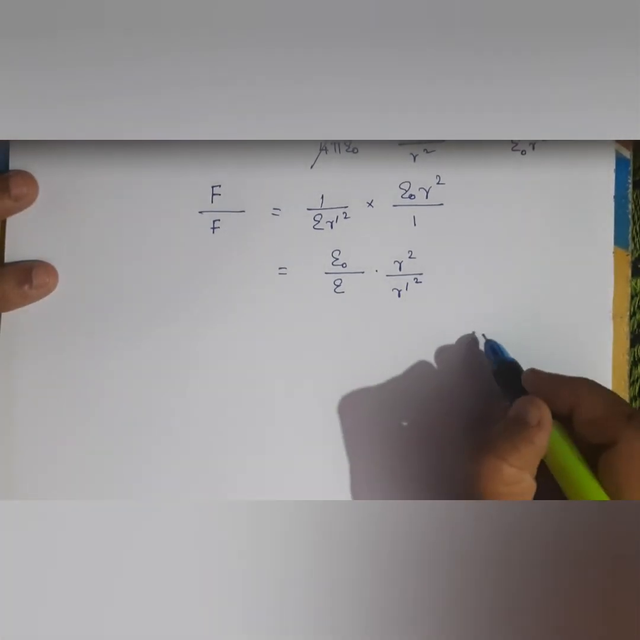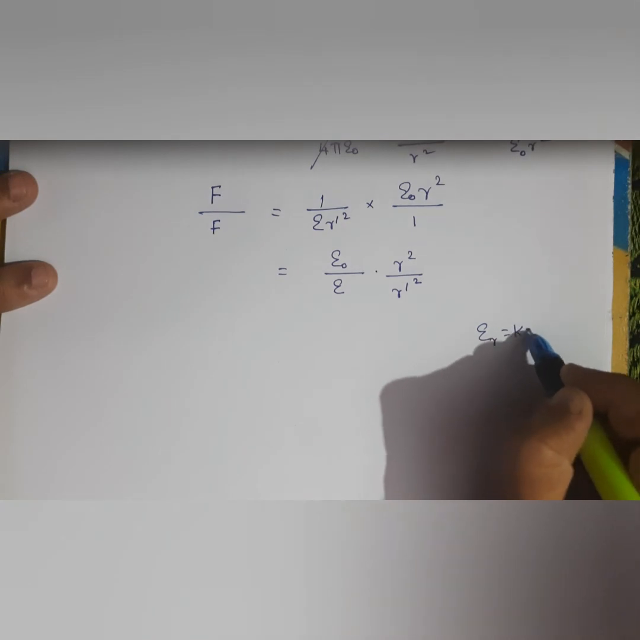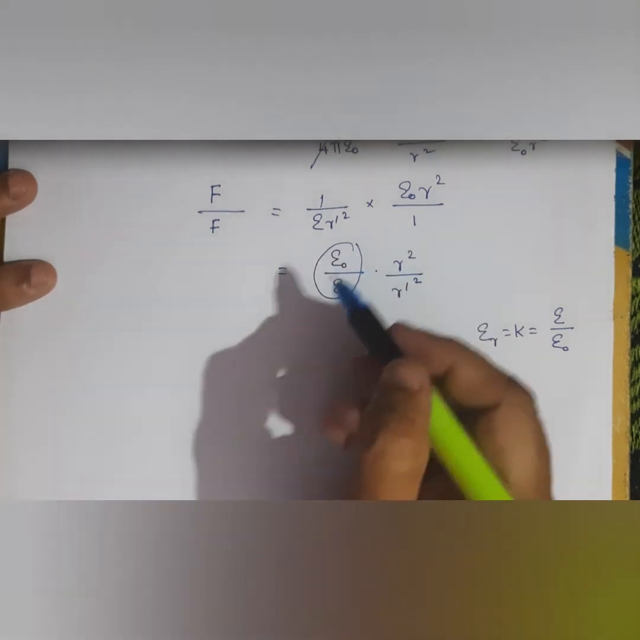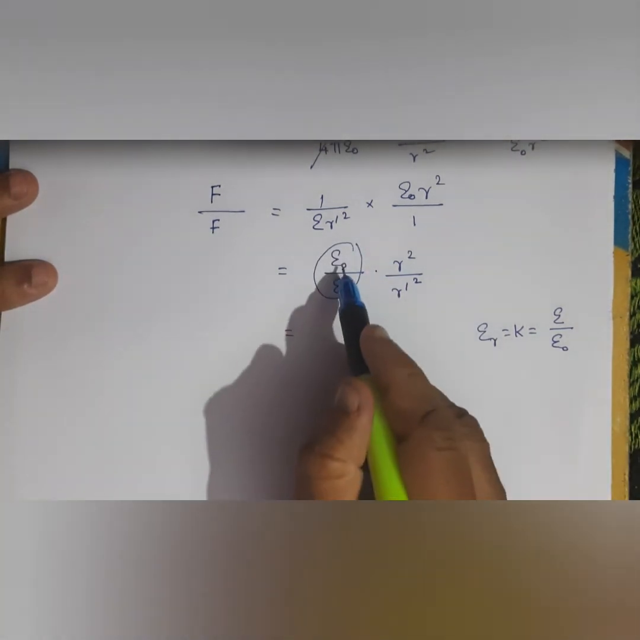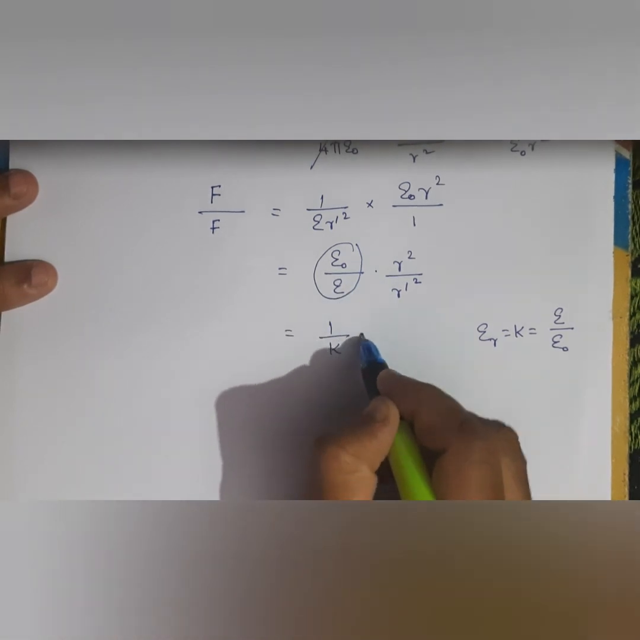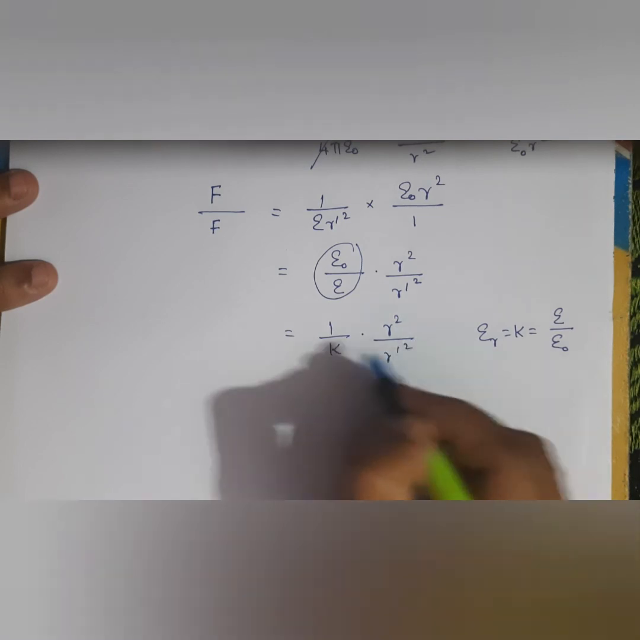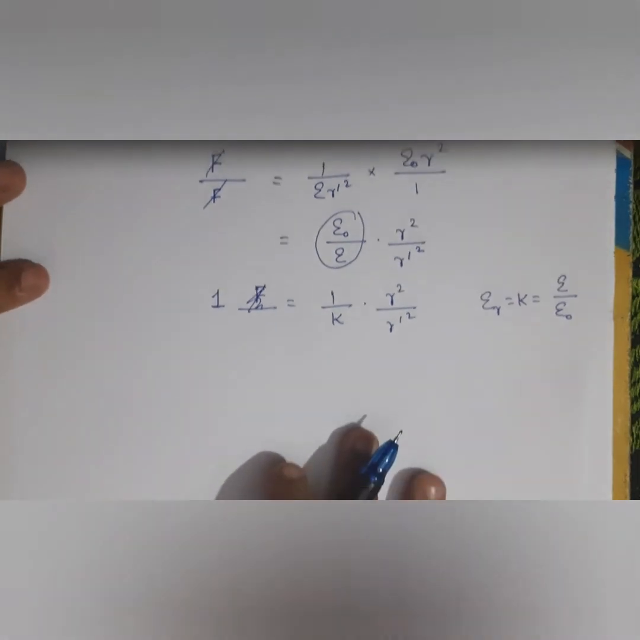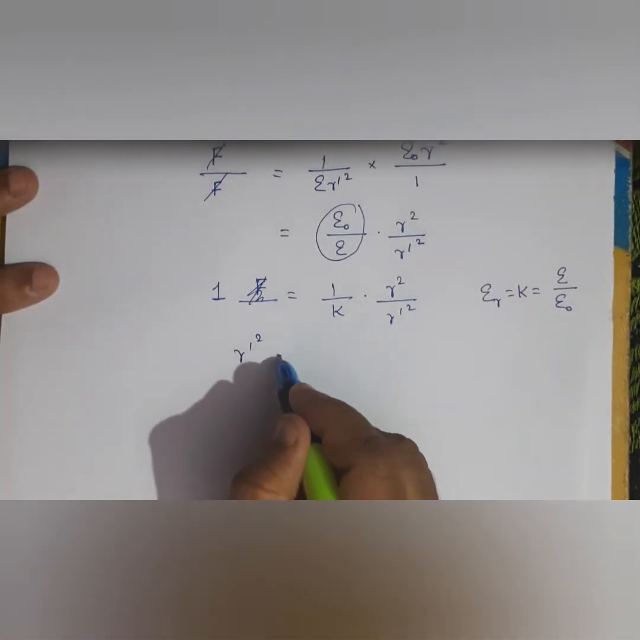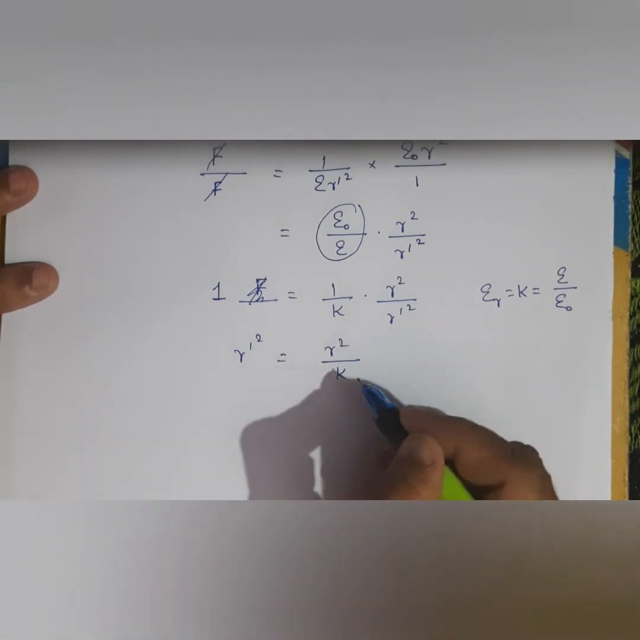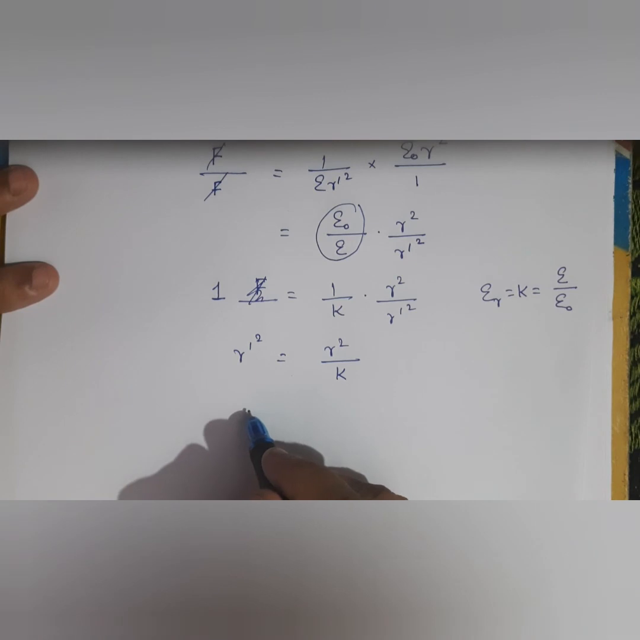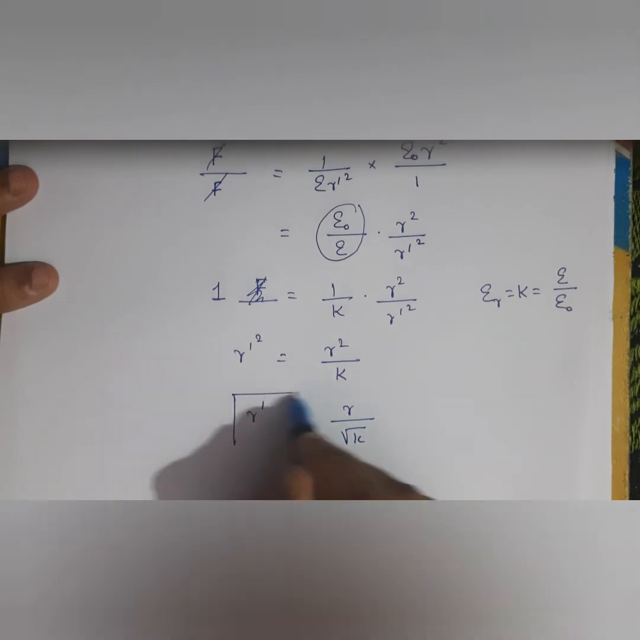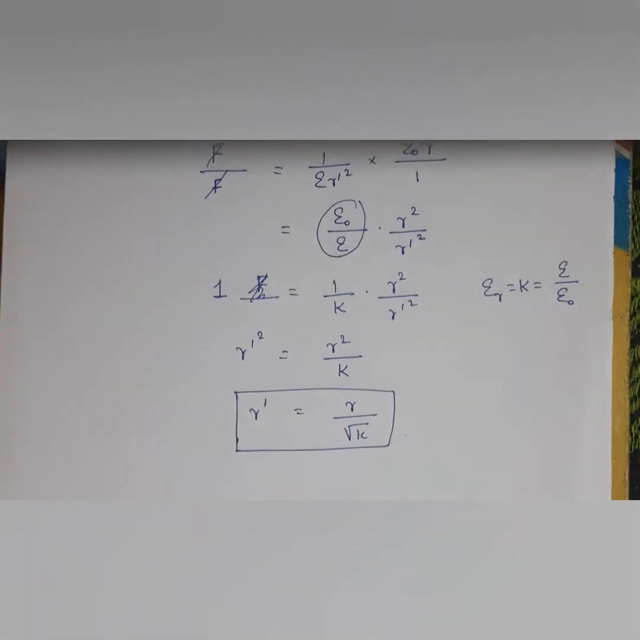So you know that epsilon r, or K value, K is equal to epsilon divided by epsilon naught. So this value is replaced by epsilon naught by epsilon. That means 1 by K, r square divided by r dash square. f divided by f is struck out, you get the value 1. So now r dash squared is equal to r squared divided by K. So you take the root: r divided by root K. So this is the answer for this problem.